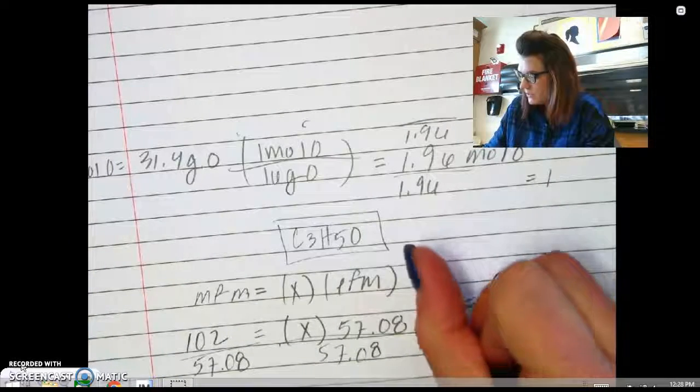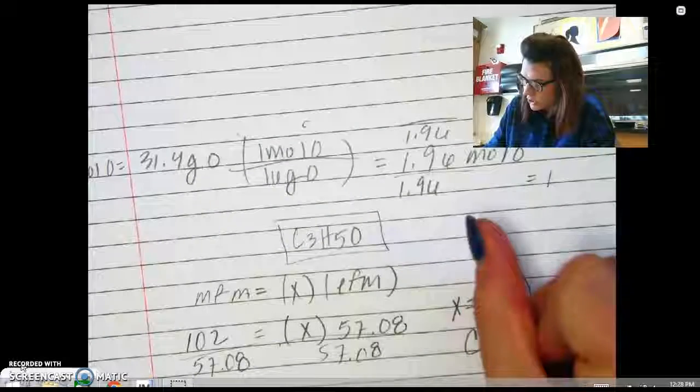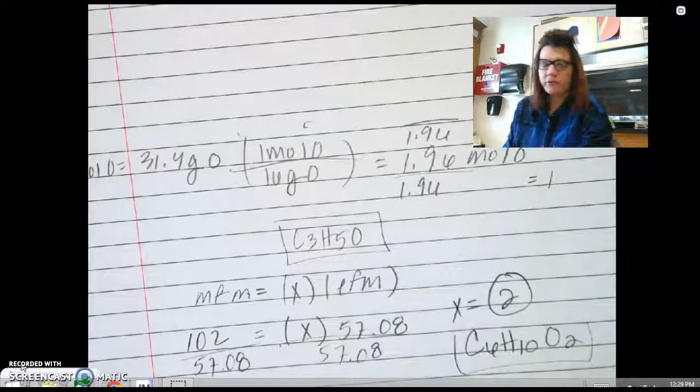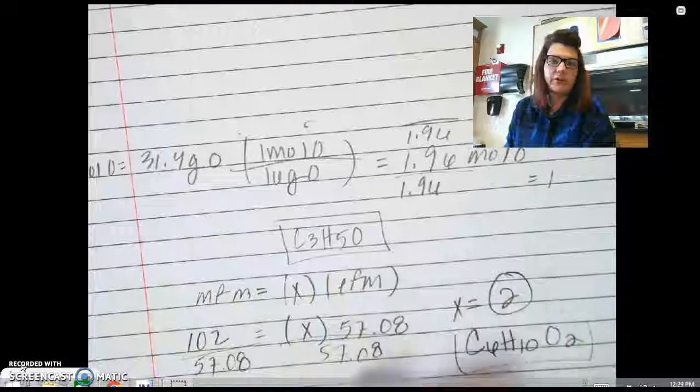So this is going to become C6H10O2. And that's going to be the molecular formula. So empirical formula, molecular formula.